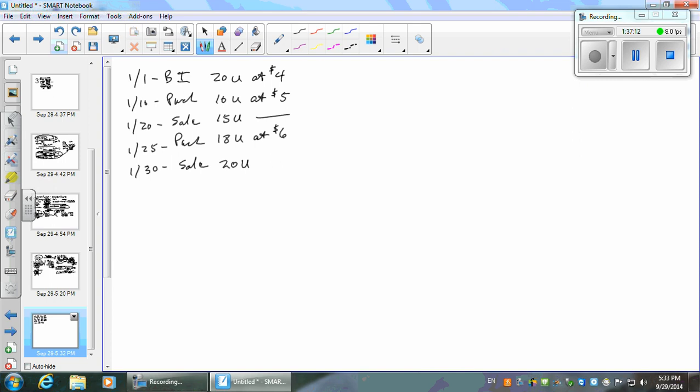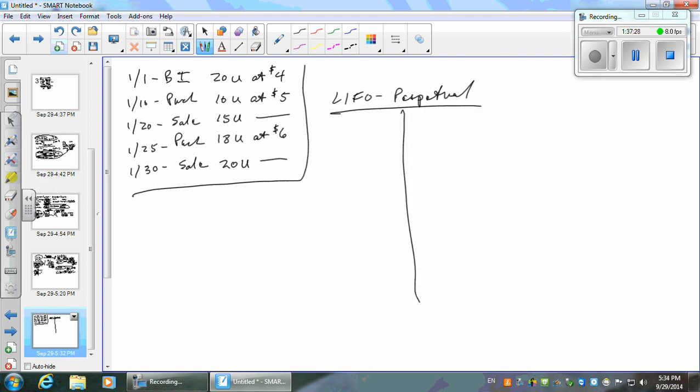$20 units. Okay? So there's the world you got. And give me LIFO, perpetual, that represents inventory, right? And give me, this represents inventory too, give me moving average. There we go. Perpetual.